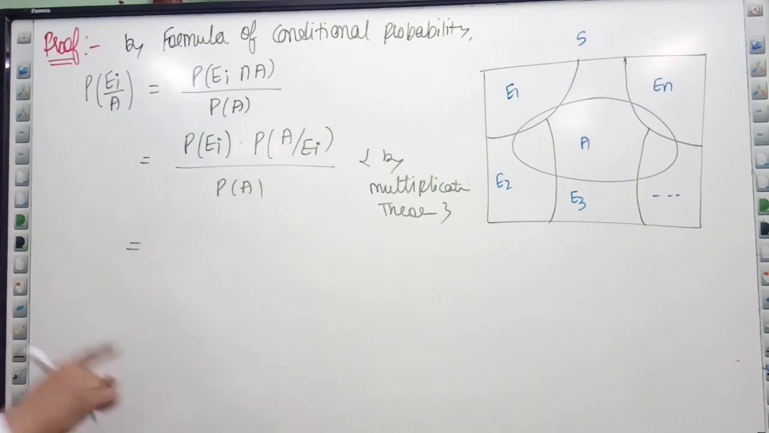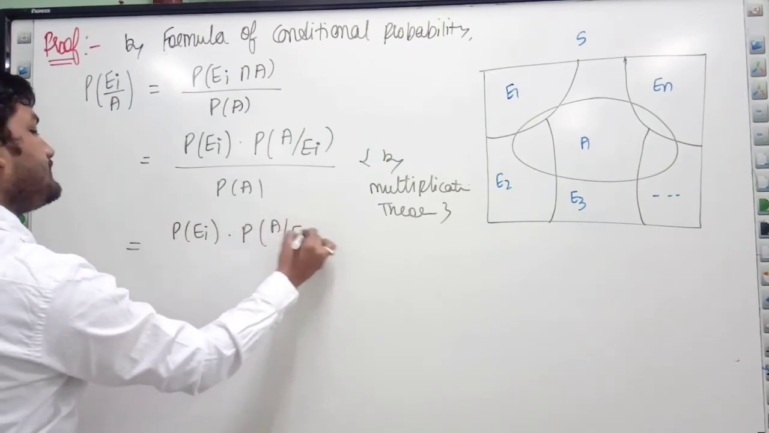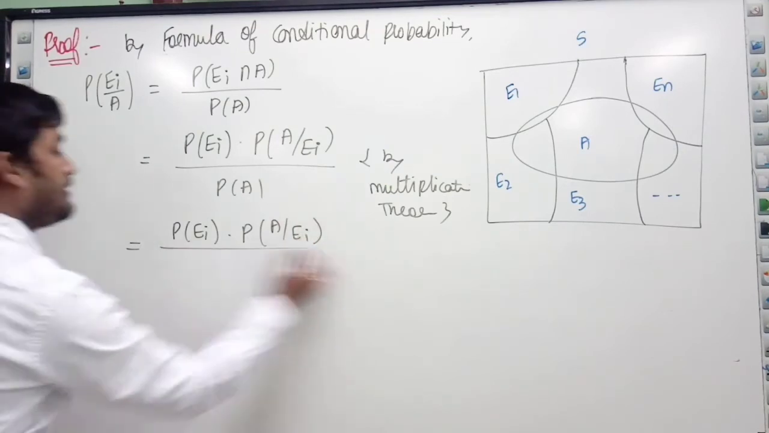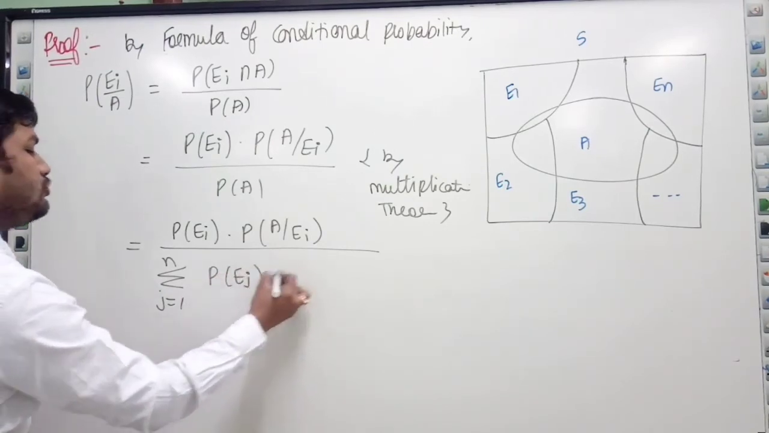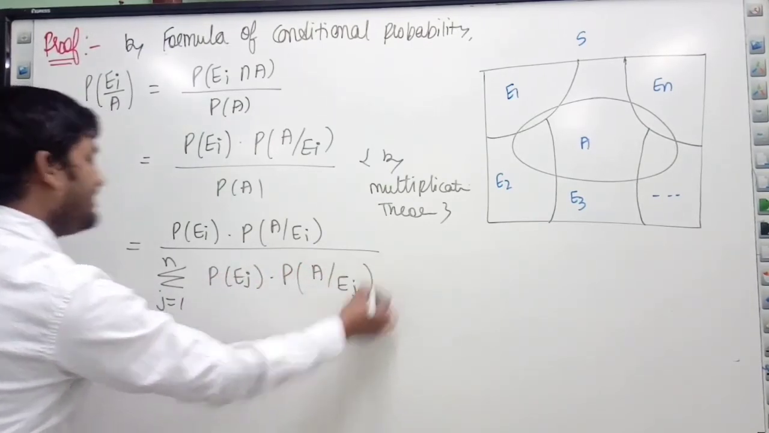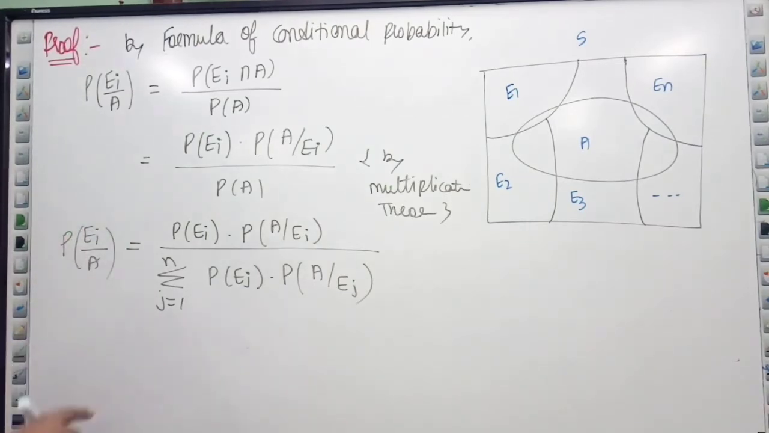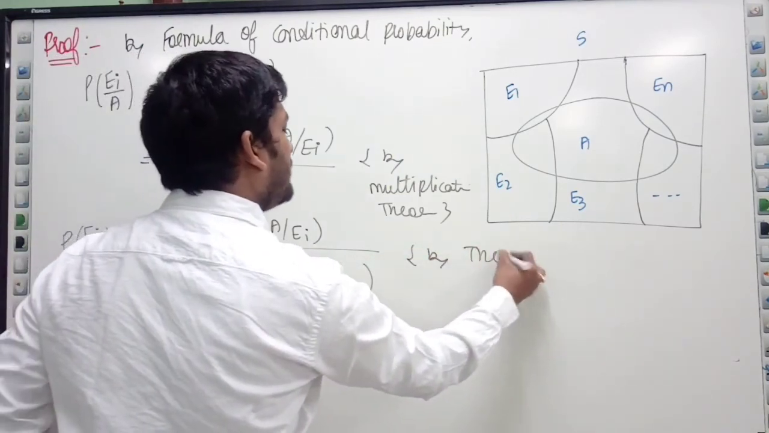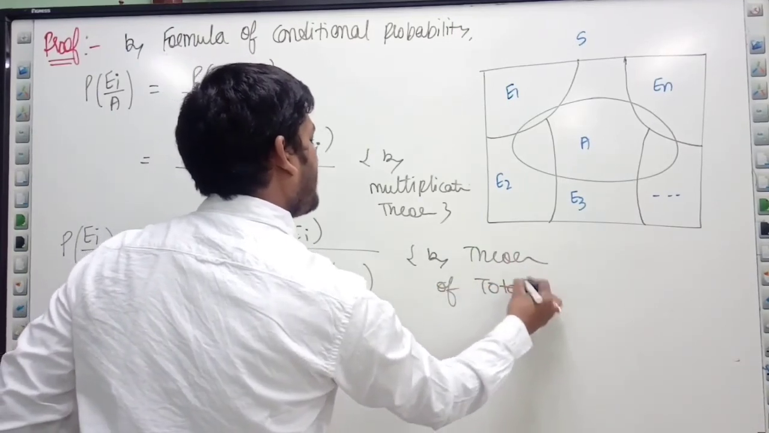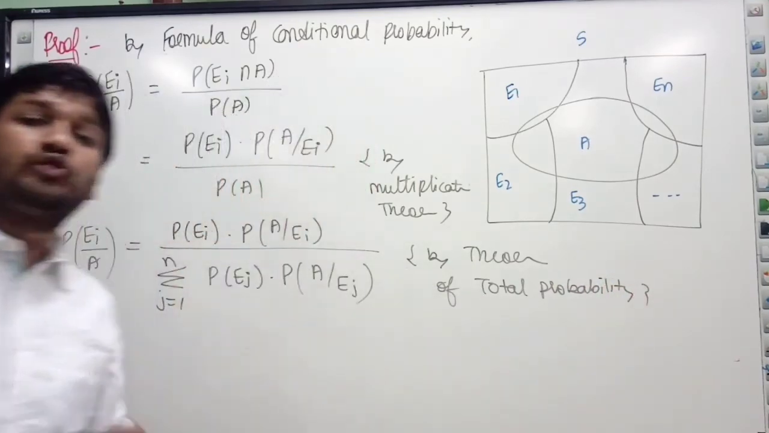Now this probability P(A) we have discussed in the theorem of total probability, so we can write it also as the summation over j equal to 1 to n of P(Ej) into P(A/Ej), and this is the formula for Bayes theorem. Now you can see how I have written this. This I have written by the theorem of total probability.